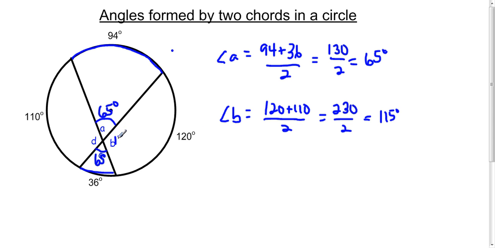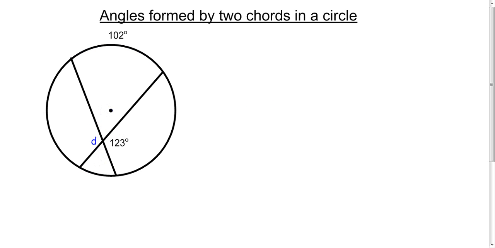And there are a couple ways to check. This is a lot easier to check than 94 and 36. 115 is right in the middle of 110 and 120. That's a pretty easy one to check. I also can check because 65 and 115 are supplementary, and they should be. They make a straight line. So let's look at an example of this.